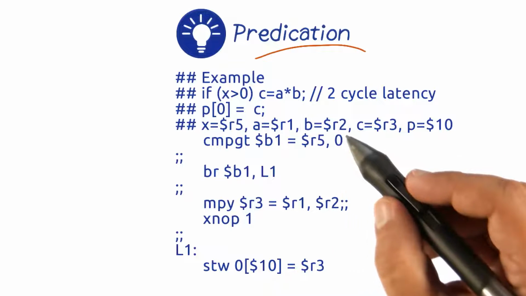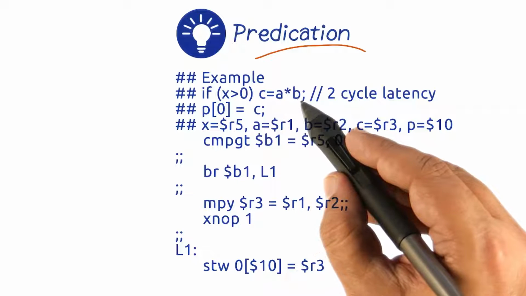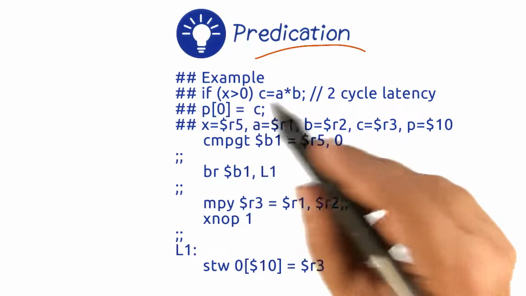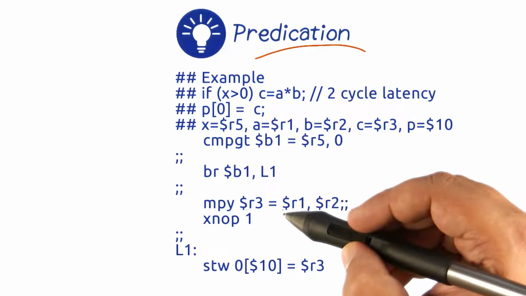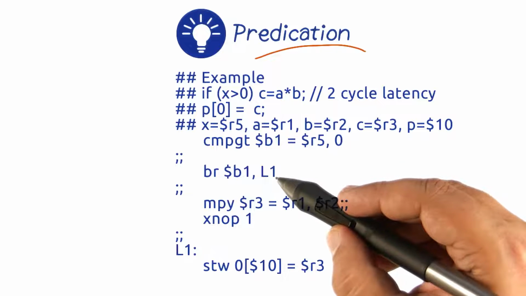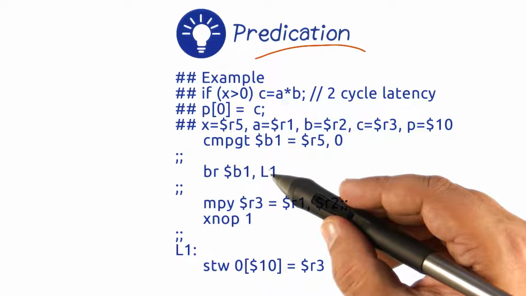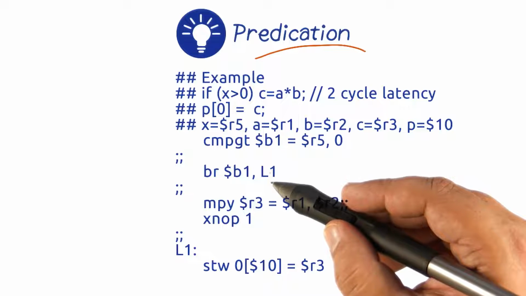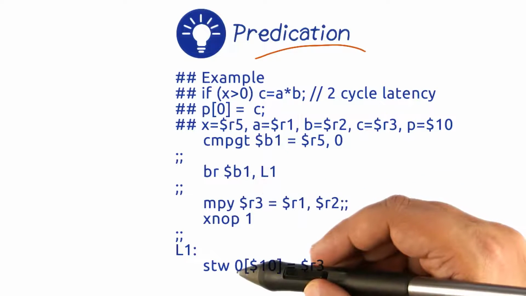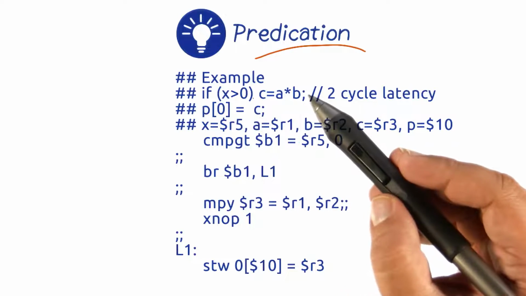So what we have here is a simple program which is testing the condition on X. If the condition is true, it does A star B and puts it into C. If the condition is false, it takes the value of C and puts it into an array. This results in this type of assembly instructions. We have a comparison here, and then we have a branch which depends on the outcome. When the outcome is true, we are going to do these instructions over here. When the outcome is false, the branch is going to go here and execute the store which corresponds to this P0 equal to C.